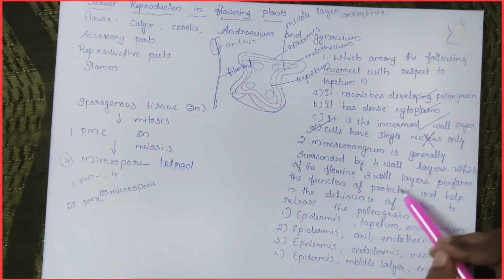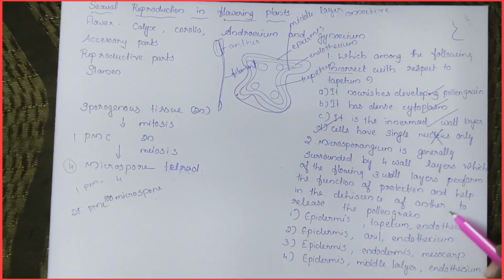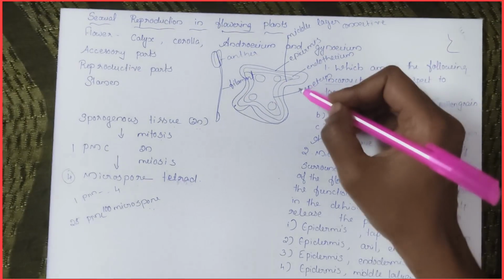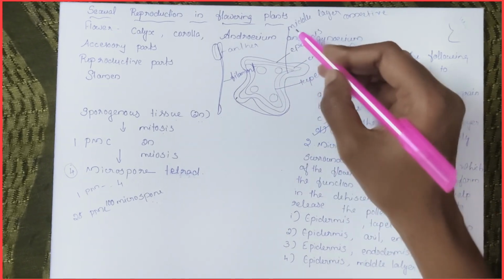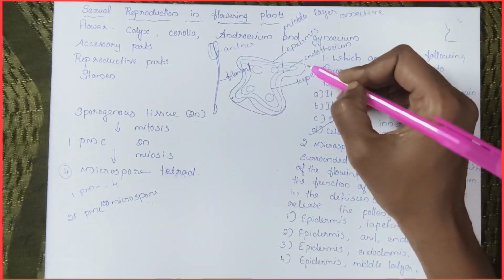Next you can see: microsporangium is generally surrounded by 4 wall layers. Which of the following 3 wall layers perform the function of protection and help the dehiscence of anther to release the pollen grain? Here we have studied 4 wall layers, but the first 3 layers, that is epidermis, endothecium and middle layer, are used for protection.